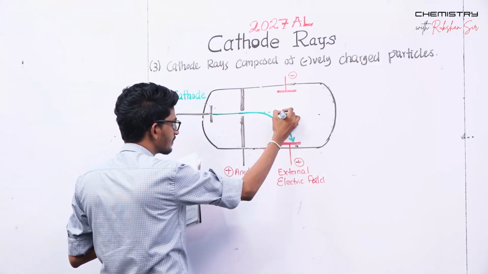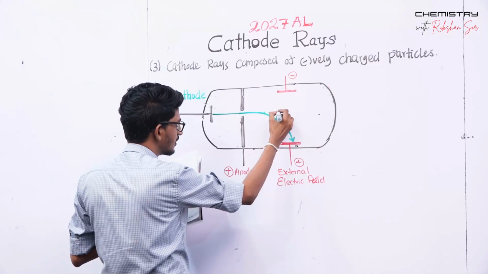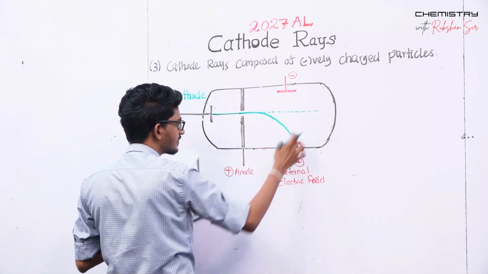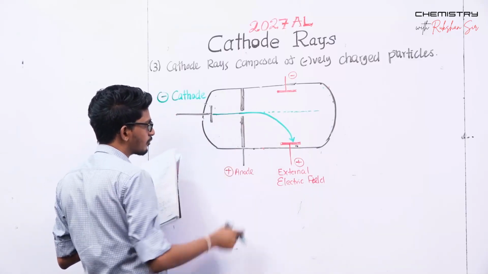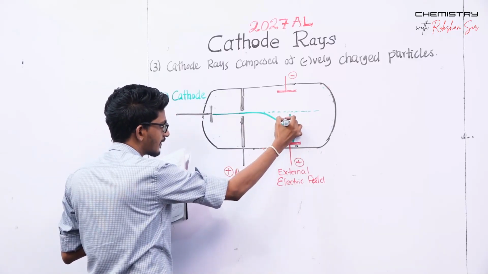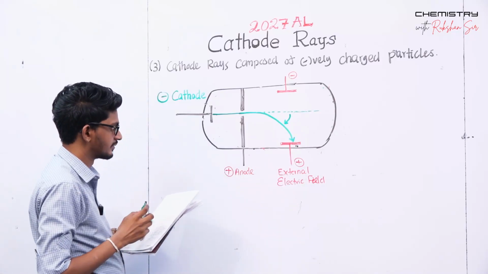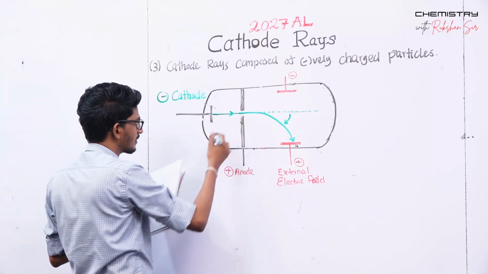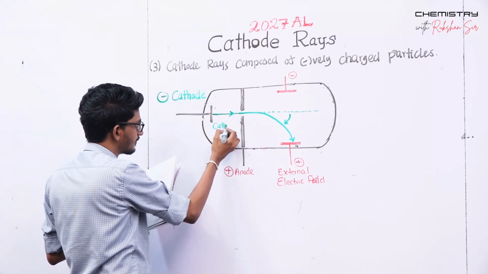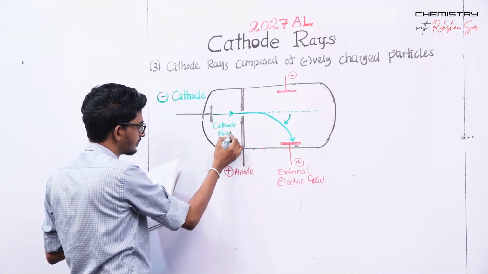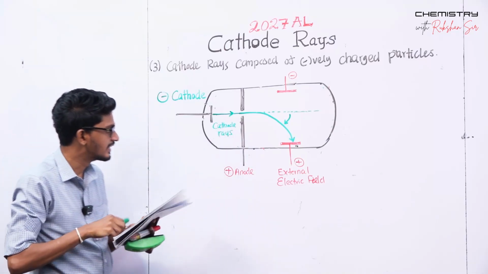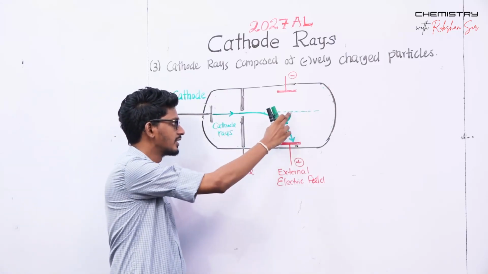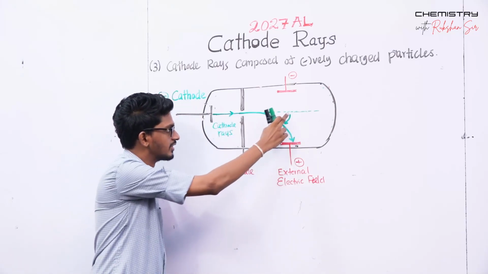So this is the observation we are able to see. Cathode rays will deviate, will change their direction of movement towards the positive terminal of the external electric field. That is what happens. So these are cathode rays. Cathode rays will deviate towards the positive terminal of the external field.